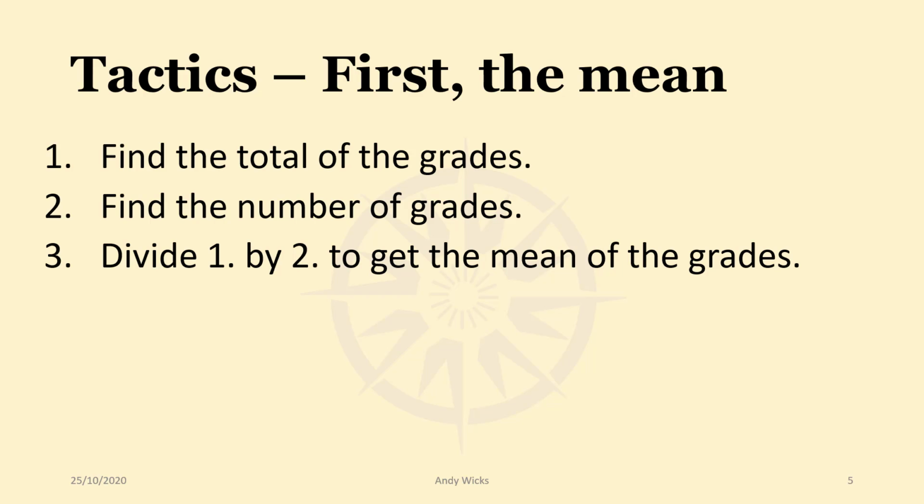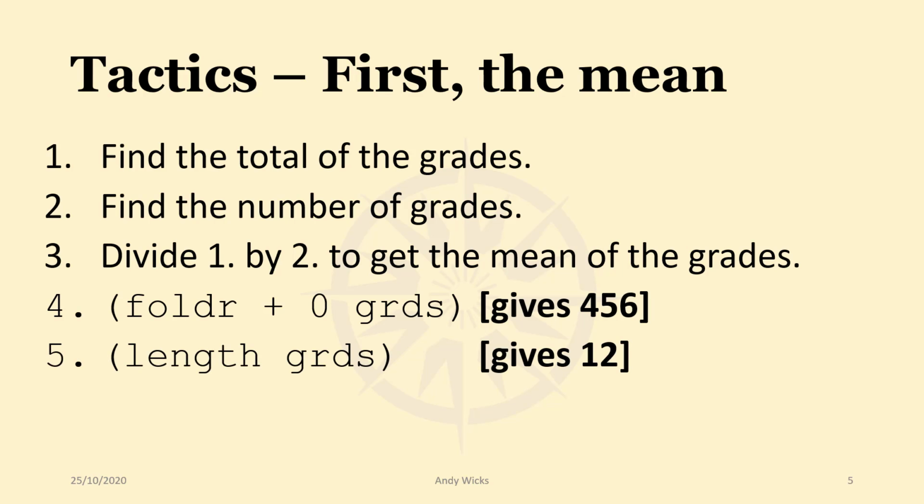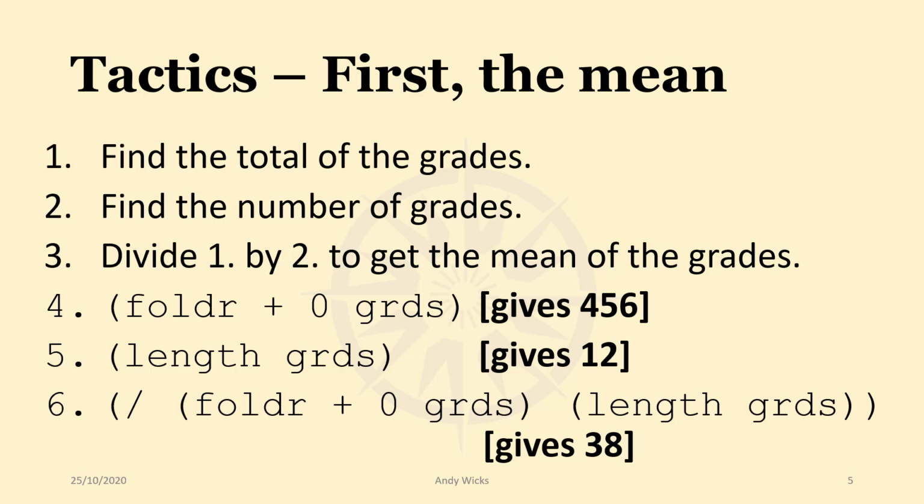Well, as we saw in the previous video, to get the total of the grades, I use a foldr function. So foldr plus 0 and then the list of the grades. And that should give me 456. I can find the number of items by using length. So if I find the length of grades, that should give me 12 because there were 12 grades. And finally, if I divide the total by the length, well, that should give me 38. I've used the foldr, which by now I will have checked works, and I've used the length as the two items in the divide function. So what I'd expect is to get 38.